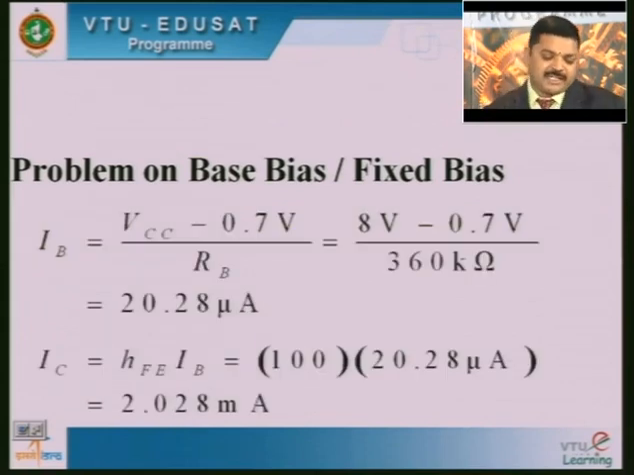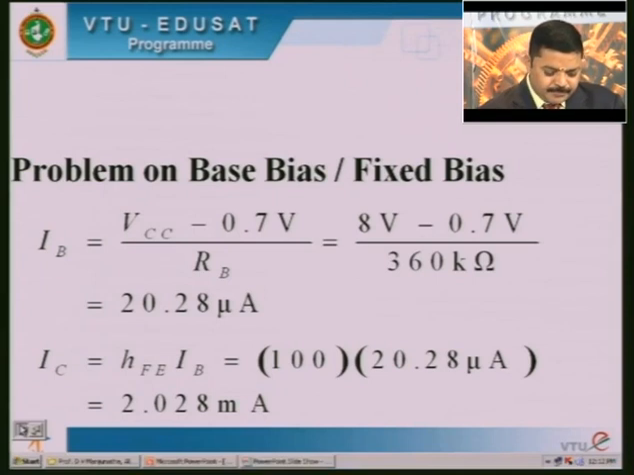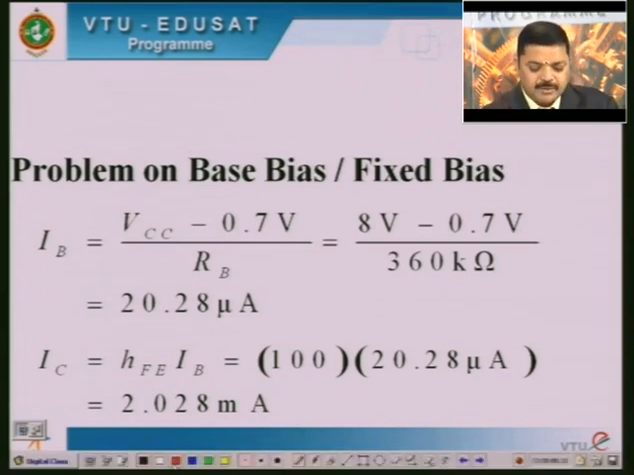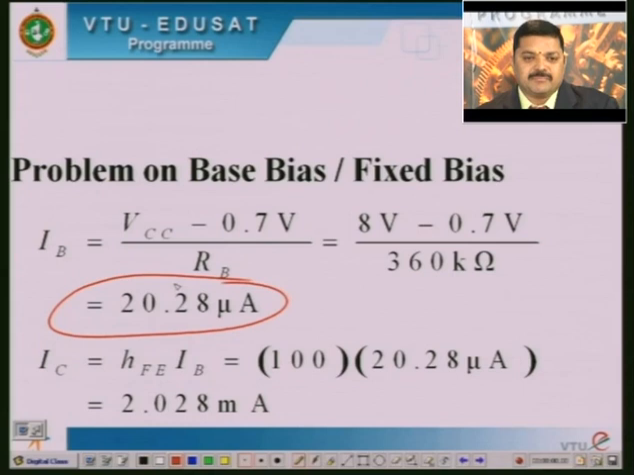As we know, IB is given by VCC minus VBE divided by RB. Substituting the values, 8 volts minus 0.7 volts divided by 360 kilo ohms gives us 20.28 microamps. IB will usually be in microamps, which is a very small value. So, IB is equal to 20.28 microamps.